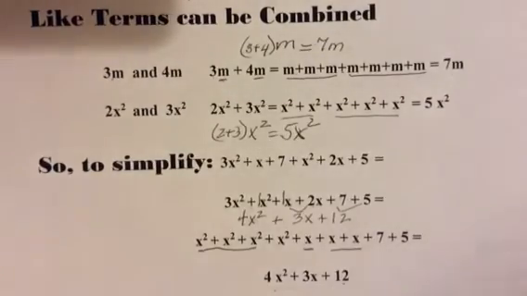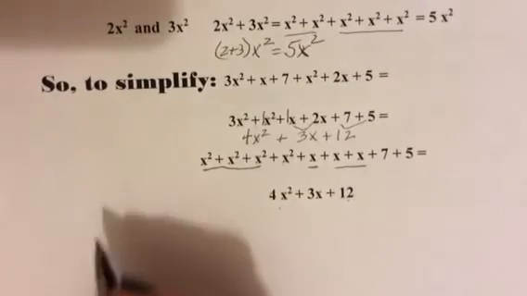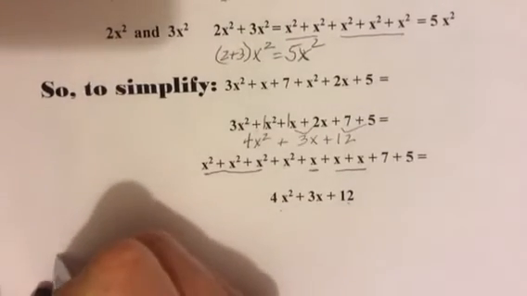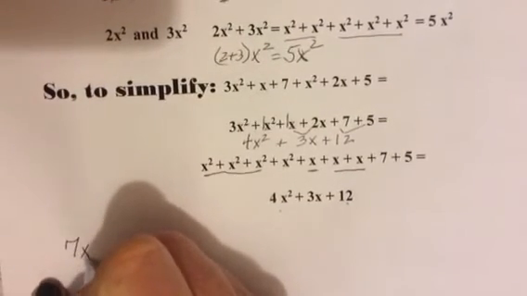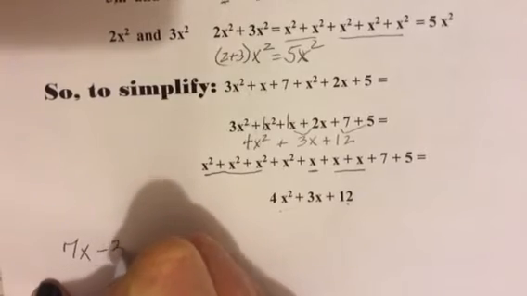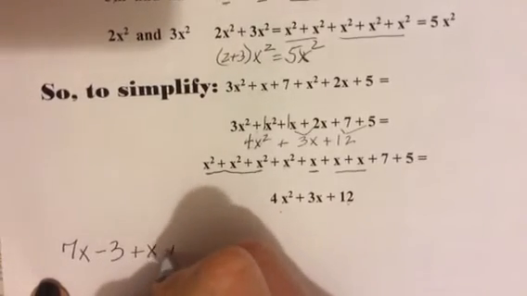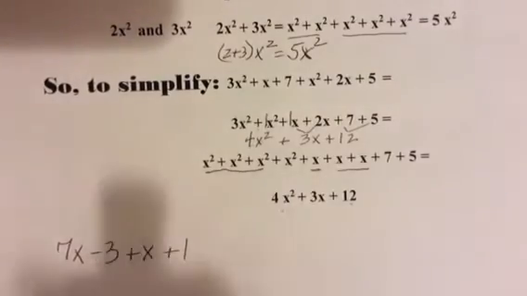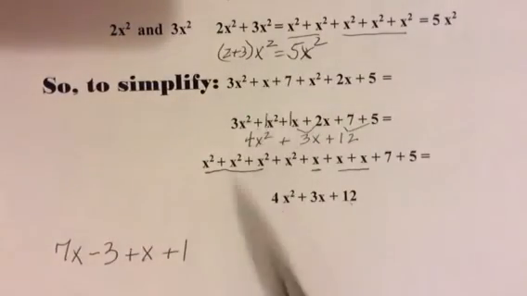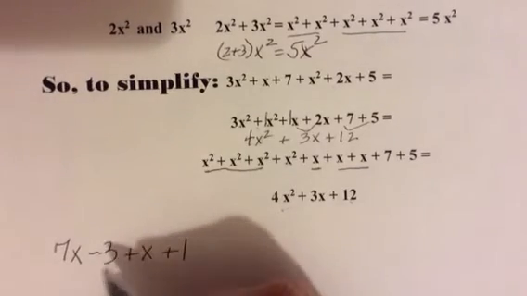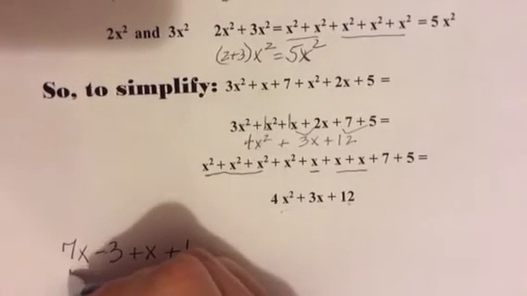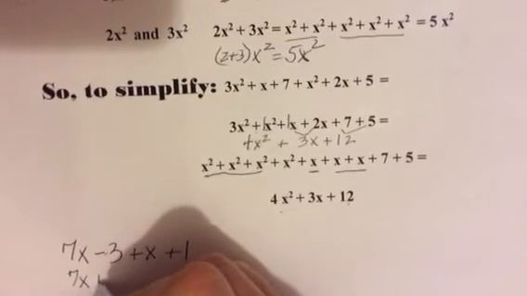Okay, I want to show you one more example. Your directions are always going to be, for these types of problems, to simplify. So I'm going to have you simplify 7x minus 3 plus x plus 1. Okay, so the first thing we did up here is we rearranged them and put like terms together. But I cannot rearrange these until I change it to addition. So that way you know that that minus 3 is really plus a negative 3.